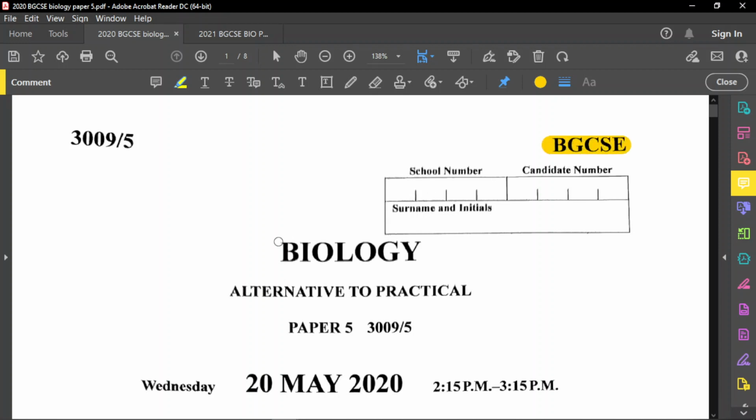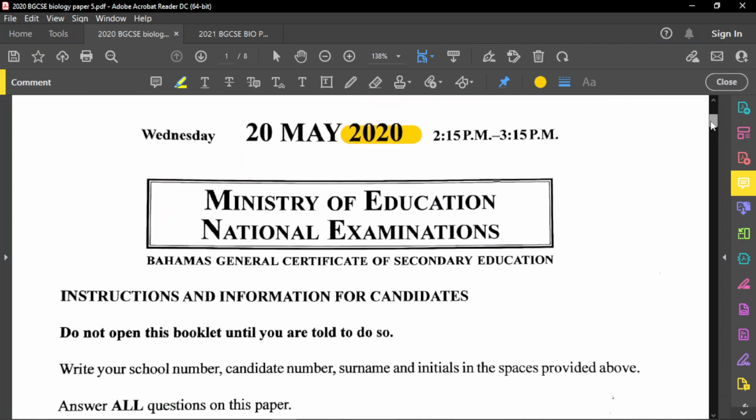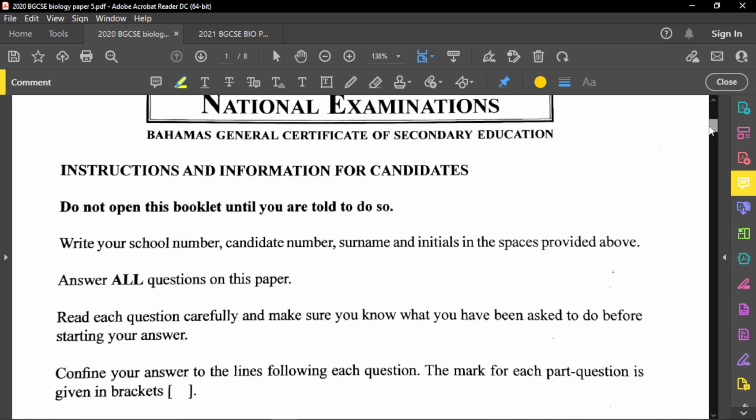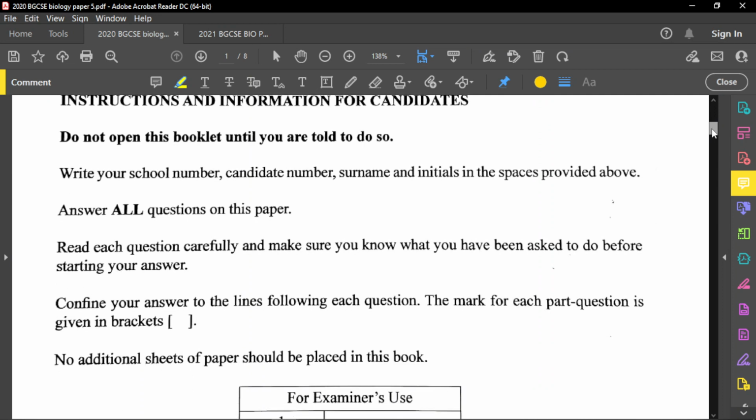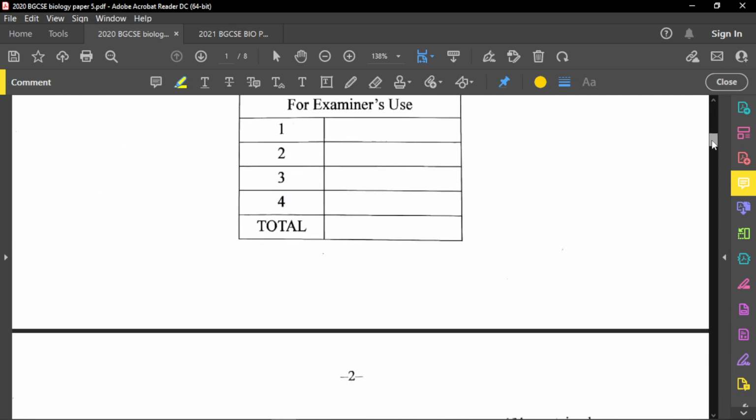Today we're reviewing a biology paper. It is an alternative to practical paper, which is Paper 5, and this was from the year 2020. Now again, before you start the examination, always ensure that you write your school number, your candidate number, your surname, and your initials. Again, read through all the instructions carefully before you start the examination. Also, if you have any questions or any queries, please refer to your examiner.